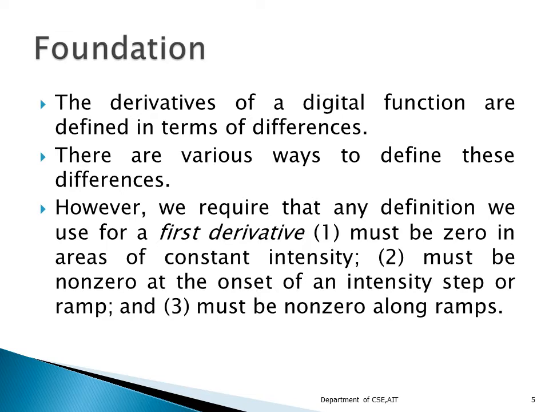The derivatives of a digital function can be understood in terms of their differences. There are several ways we can define these differences. First, in the first derivative, the value must be 0 in areas of constant intensity. The value must be non-zero at the onset, at the beginning of an intensity step, that is called as ramp. And it also must be non-zero value along the ramps.